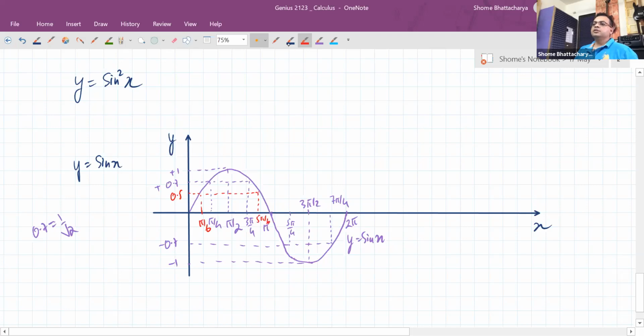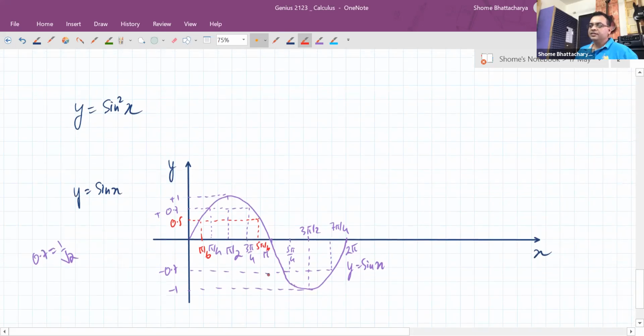Now you think what happens when you square this graph. When you square this graph, of course, the negative side comes up, but also these values change. At pi by 2, the value remains 1 because 1 square is 1. But for example, at pi by 4, the value becomes nearly 0.5 because 7 sevens are 49, so 0.49, or exactly it becomes 1 by 2. Similarly, at pi by 6, the value becomes actually 1 by 4 because it's 0.25.